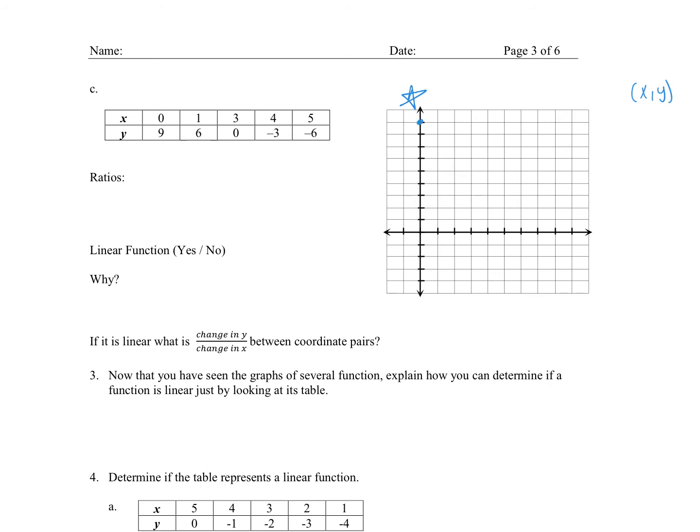So 0, 9, 1, 6, 3, 0, 4, -3, and 5. You may have to go past your chart a little bit when you make this graph, okay? So if you didn't know how I got those points, x comma y is 1 here, then another, then another, then another, then another. Okay? I will write them down over here just in case you need them.